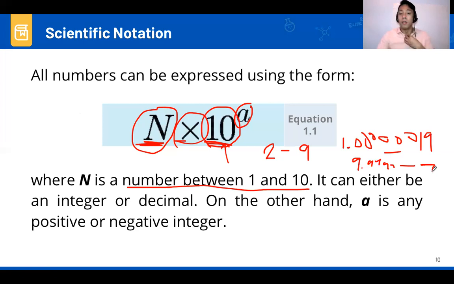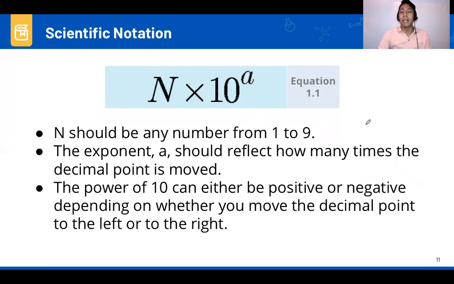So, you need to expect na meron tayong mga numbers na gaya nito. So, we will convert those decimal numbers into a scientific notation. Okay, let's start. Again, you need to remember, n should be any number from 1 to 10. If your n is 10 or 11, that means that is wrong. So you need to make sure that your n is in between 1 and 10.